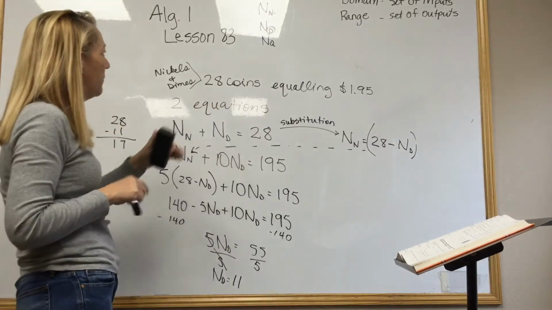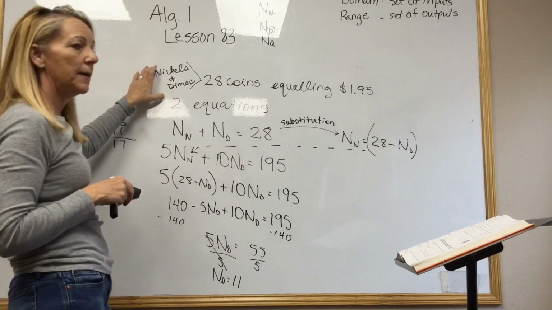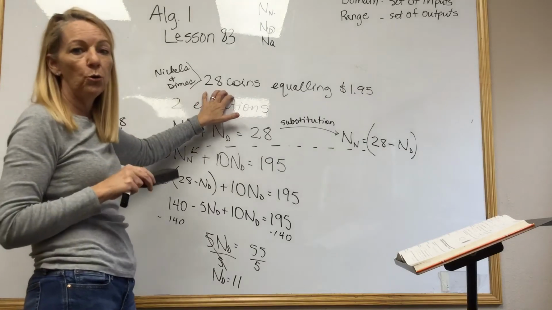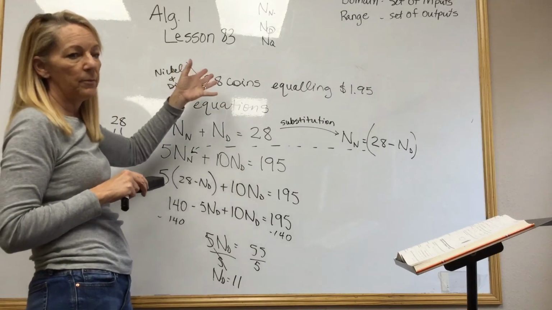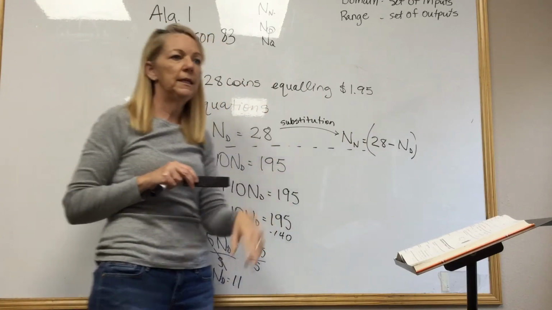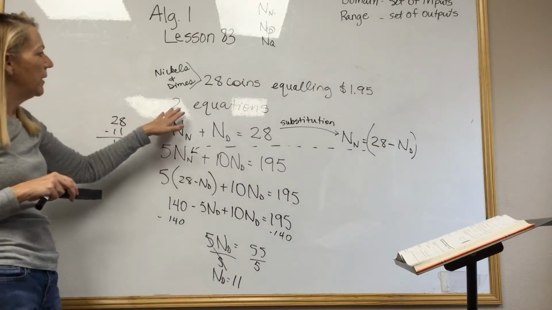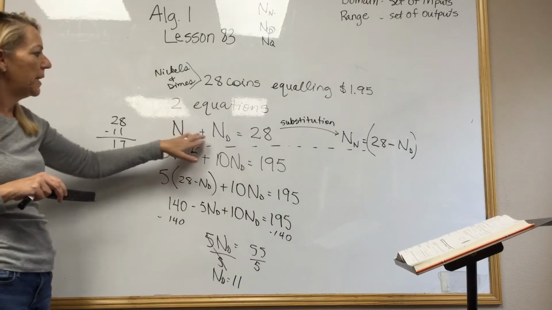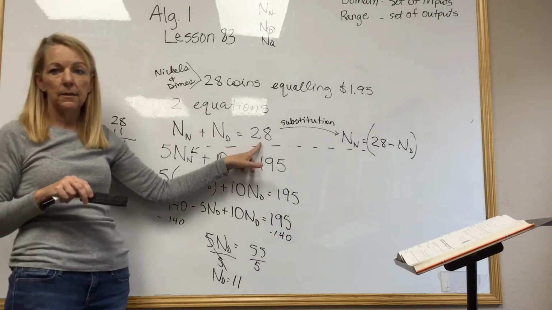So with that in mind, our problem is we have nickels and dimes and we have 28 coins total. We don't know how many nickels and how many of them are dimes, and they equal $1.95. So that's two different equations we need to set up. First is we have number of nickels plus the number of dimes equals 28 coins.